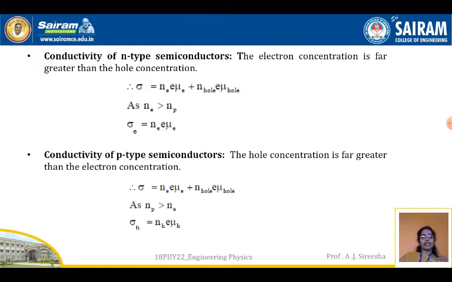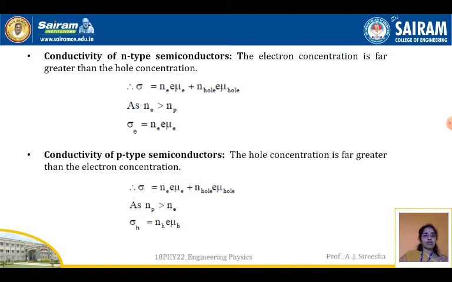Now conductivity in a semiconductor: the conductivity is happening because of electrons as well as holes. What are n-type semiconductors and what are p-type semiconductors, and how is the conductivity of n-type and of p-type? What exactly is a p-type semiconductor and what exactly is an n-type semiconductor? Conductivity of an n-type semiconductor: in an n-type semiconductor the majority carriers are the electrons.